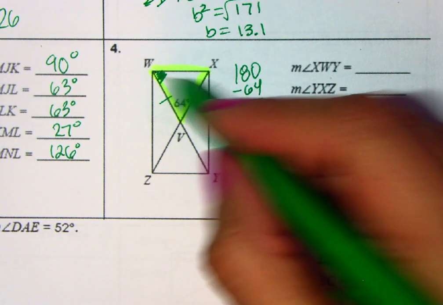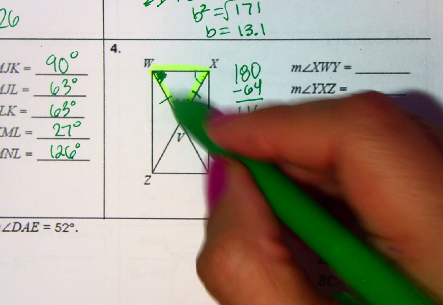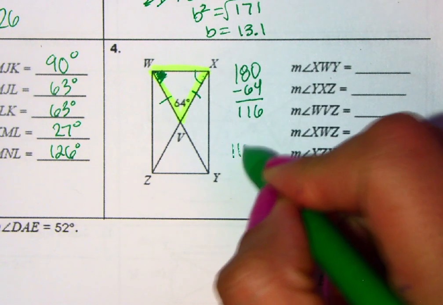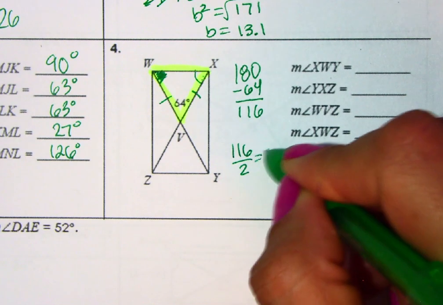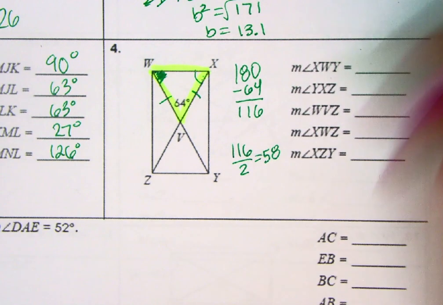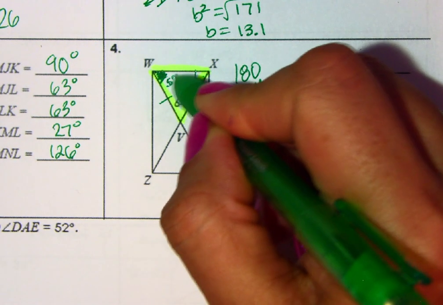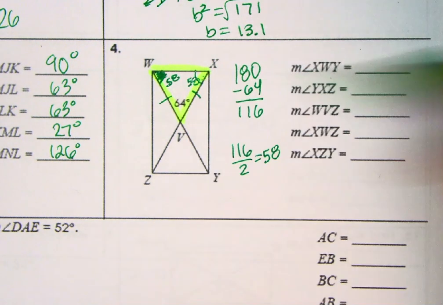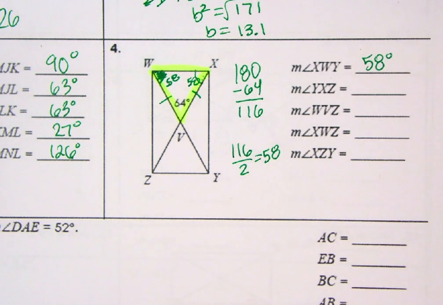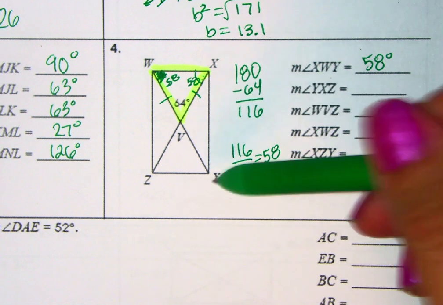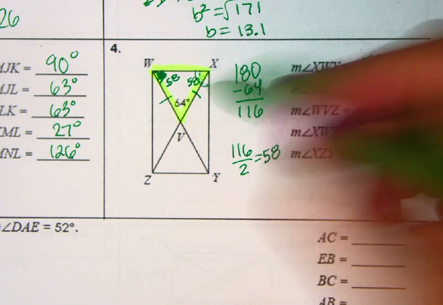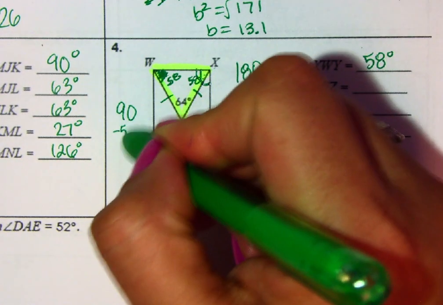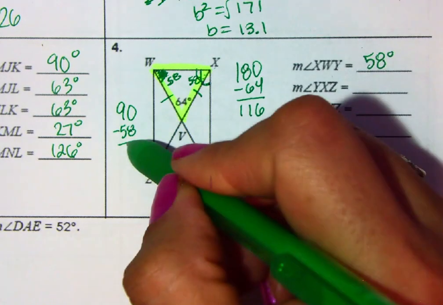Then we know that these two angles are congruent because of the isosceles triangle. So we do 116 divided by 2. So that is 58. And then that's what these angles are, 58 and 58. So XWY is 58. YXZ is this angle right here. We know that the corner is 90, so we do 90 minus 58. So that's 32.